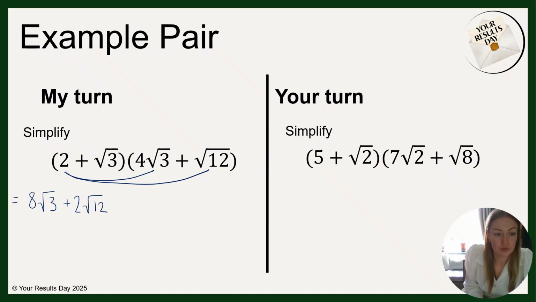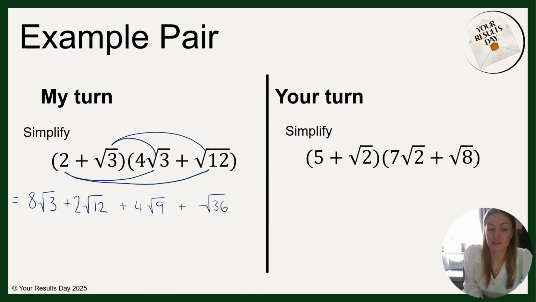Then we move on to the root 3 and multiply it by 4 root 3, which would be 4 root 9. And then root 3 times root 12 would be root 36. Those are our 4 terms we get from expanding 2 things by 2 things. Now you may have noticed as we went along, some of these things can be simplified. 8 root 3 can't, that's going to stay the same.